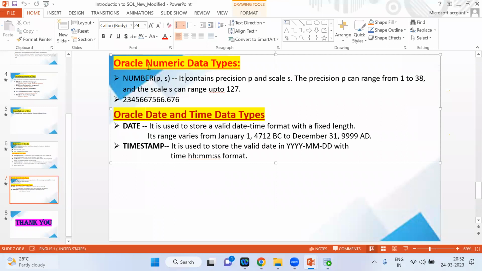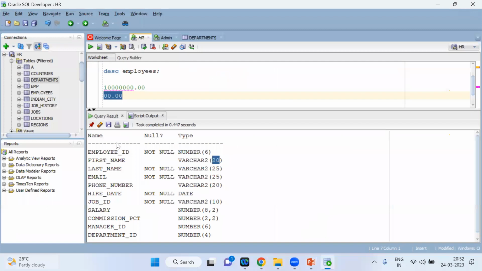Next one is that if you want to store data as numbers, then you will say numeric. You will assign the number data type. So how will you assign that?